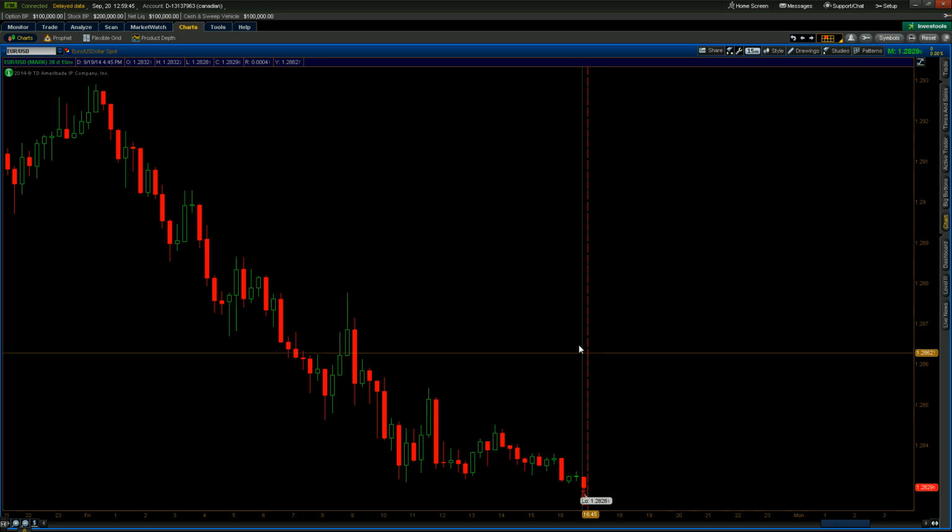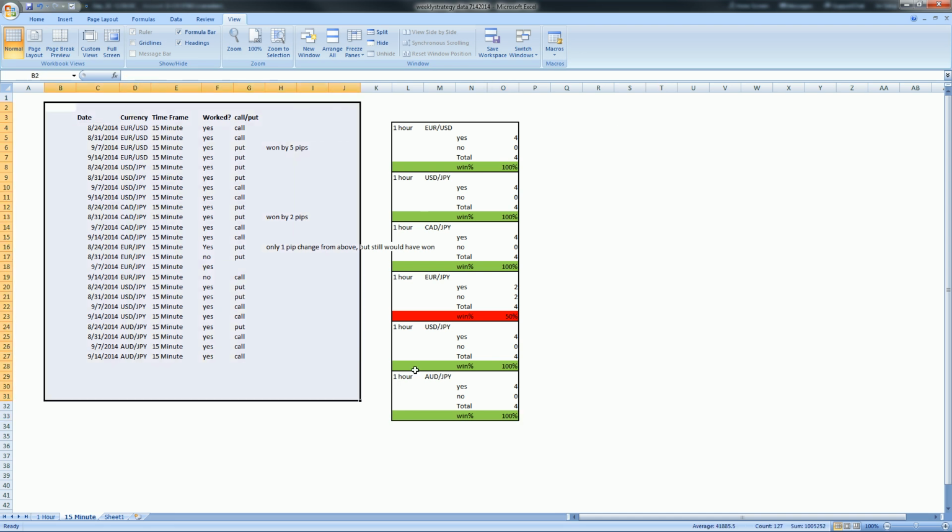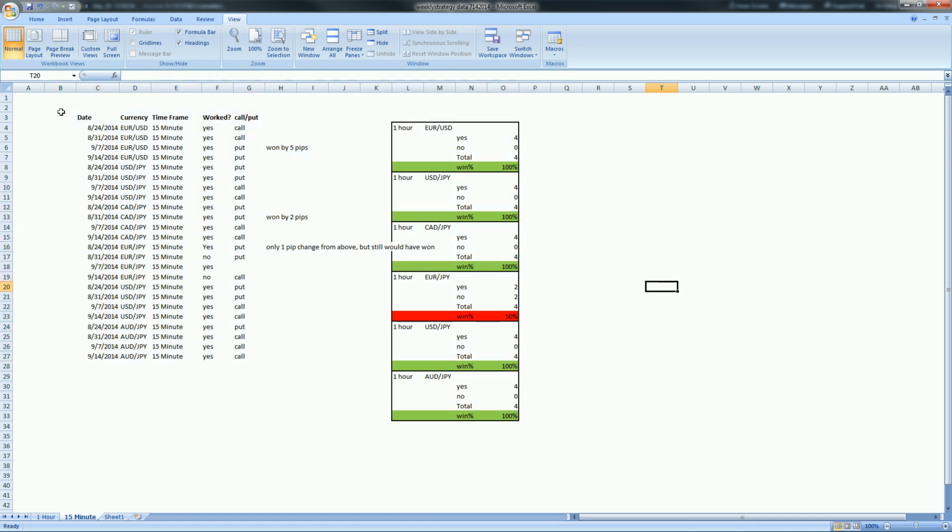Now remember, do not think that just because it worked out 100% for all these currency pairs for the past month, it will work out forever or even this week. Don't think that. My suggestion is, let's take it as a collective team and try to understand exactly when this works and when it doesn't work.